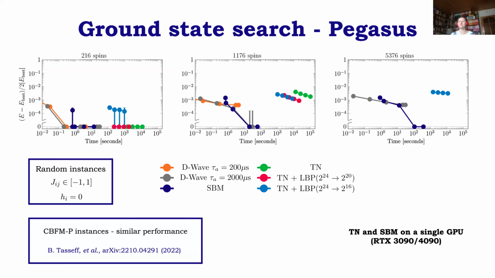Now let's move to the results part. So let's start with the ground state search. We tested random instances on the Pegasus and Zephyr graphs. Here you can see the Pegasus graph. The random instances with couplings uniformly distributed in [-1, 1] and without local fields. But we also tested other classes of instances, like random instances with non-zero local fields or corrupted biased ferromagnet instances for the Pegasus graph. If you are interested, you may take a look at our paper.